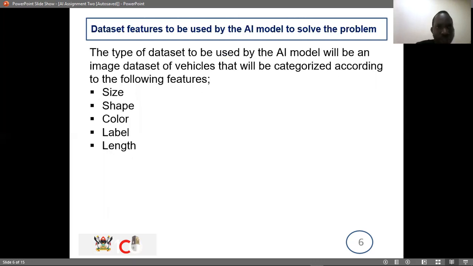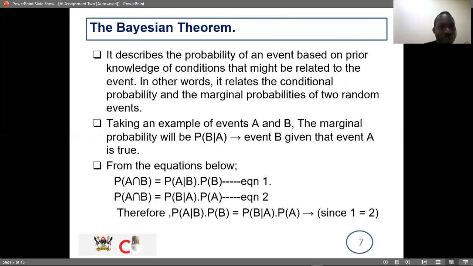And so, the dataset features that I will use in my AI model to solve the problem are basically how I'm going to categorize my data. As I said earlier, the data will be categorized according to the image size, shape, color, label, and length. So, going into the Bayesian theorem.